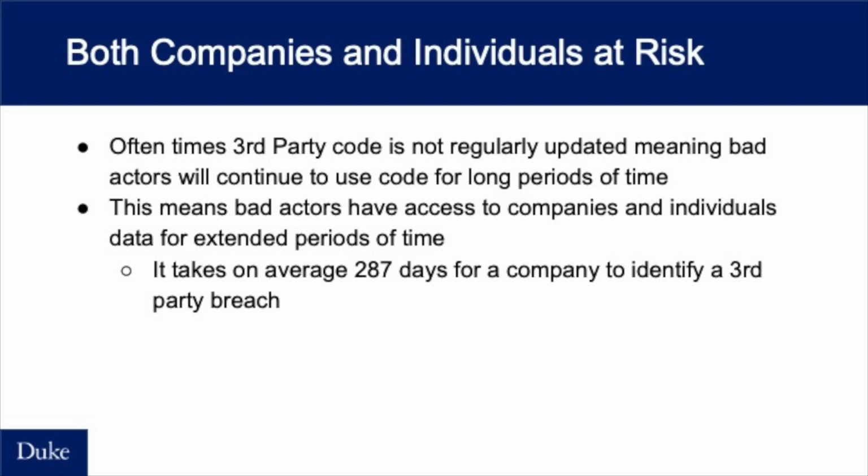As I said before, it's up to the code writers to do that, and it is up to the code writers to remain credible. And if they're not updating their code, that means it's very easy for bad actors to infiltrate it and have access to companies' and individuals' data for long periods of time. In fact, it takes on average 287 days for companies to identify a third-party breach. And in that time, an unknown amount of data can be taken, both from your company and from your consumers, which is bad for business and bad for everyone.